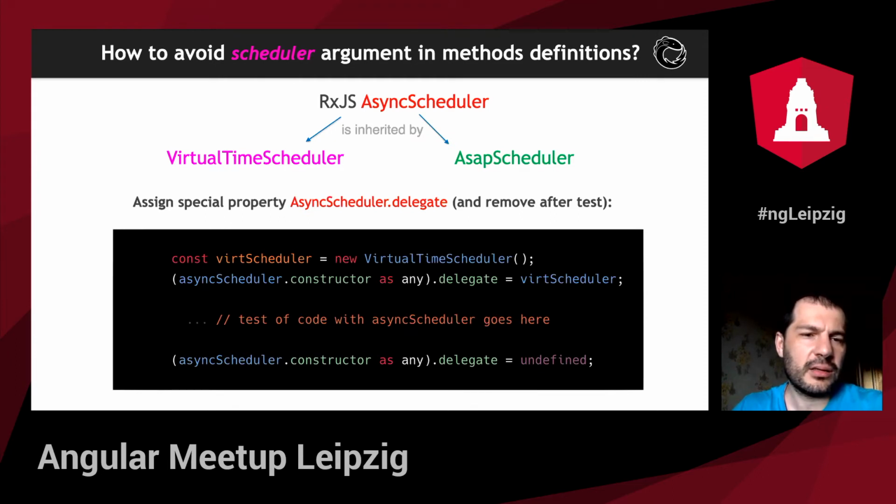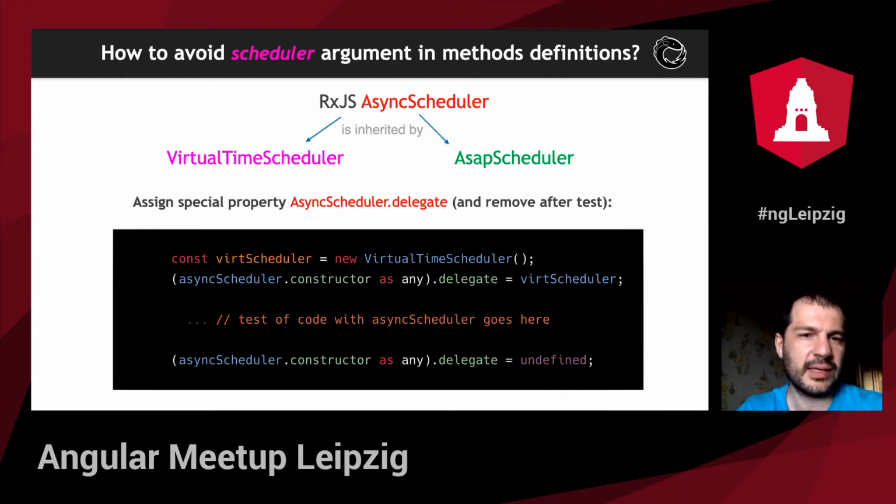Now I want to share a unit testing trick with you. Using extra method argument to provide scheduler instance is not convenient. Yes, it violates code test segregation, as I said, since we have to add something in working code just for testing purposes. To avoid this, RxJS version 6 provides special .delegate property in scheduler class. So if I know that my code uses async scheduler, and I want to make RxJS to use another scheduler instance instead, then I just have to assign async scheduler.delegate property with a virtual time scheduler instance.